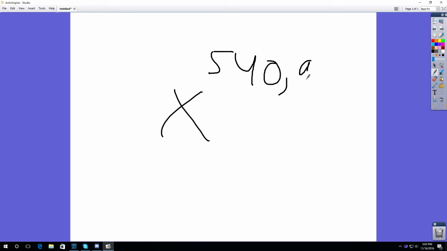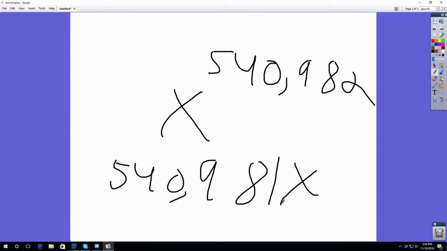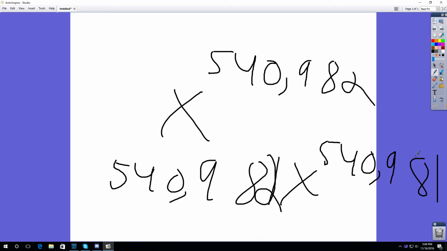Heck, even x to the 540,982, well, that's going to turn into 540,982x to the 540,981. Oh, wait, never mind. Wow, I screwed this up. It's 540,982 times x to the power of 540,981, because you subtract 1.